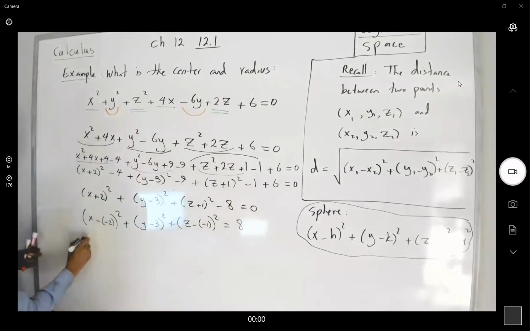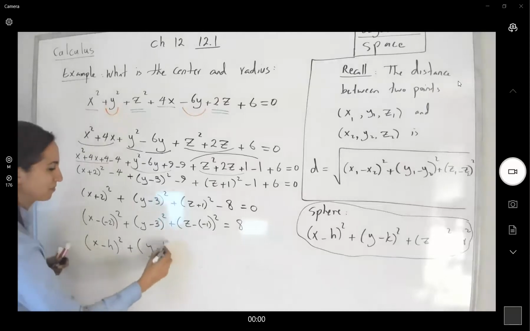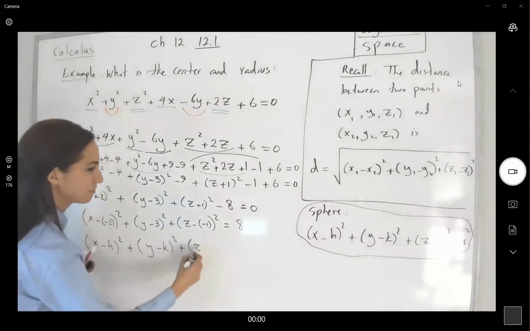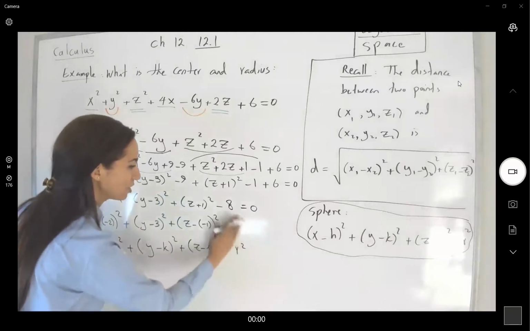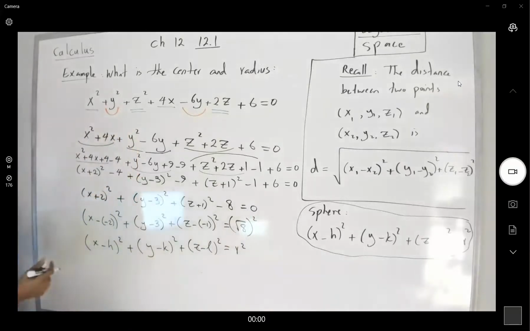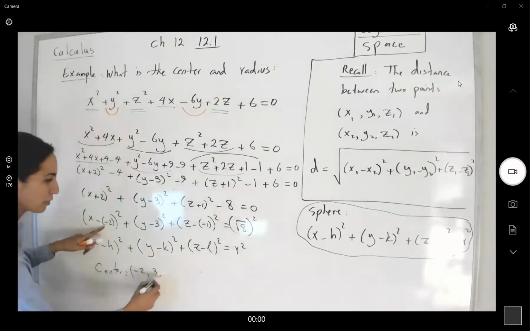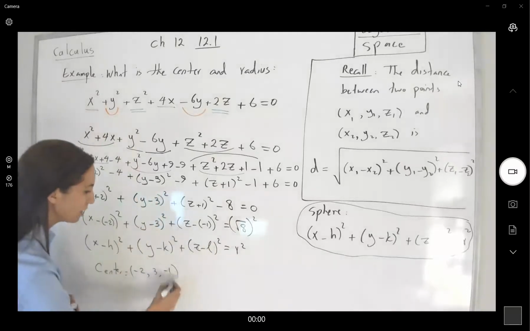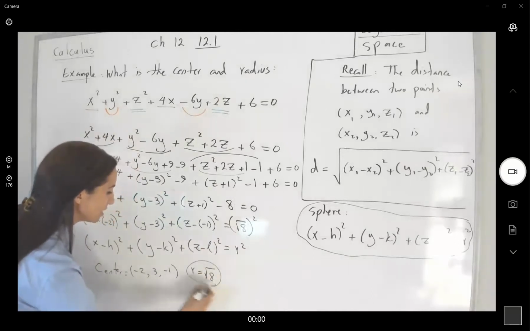It means that we calculated the center, and you have the square root of 8 raised to the second power. So the center is negative 2, 3, and negative 1, and the radius is the square root of 8.